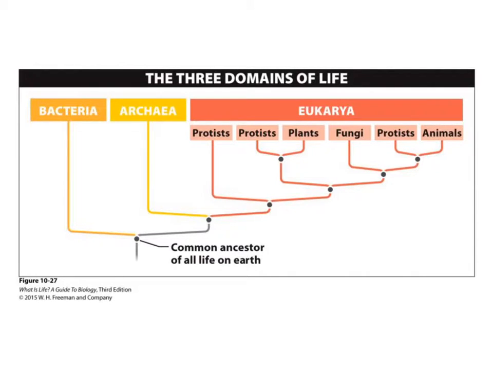All living organisms on Earth are divided into one of these three categories or domains. Bacteria and archaea are both prokaryotic. Domain eukarya is named after the eukaryotic cell. We can see that domain archaea and domain eukarya are sister taxa.